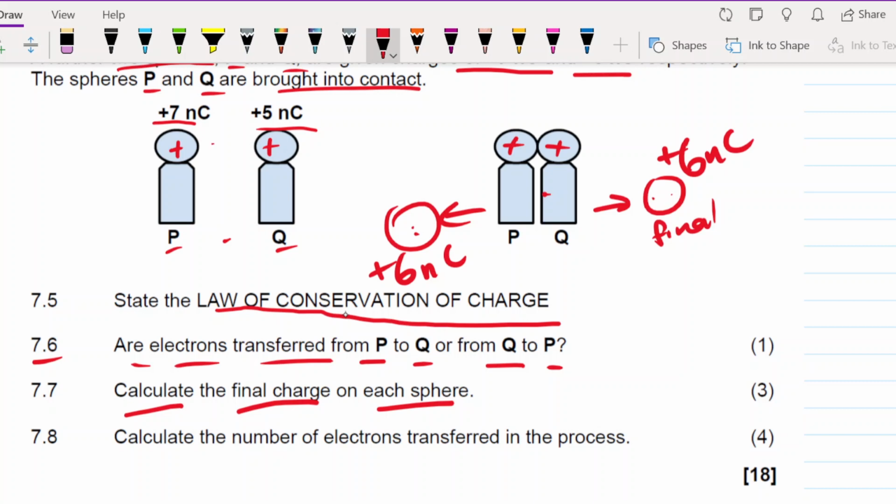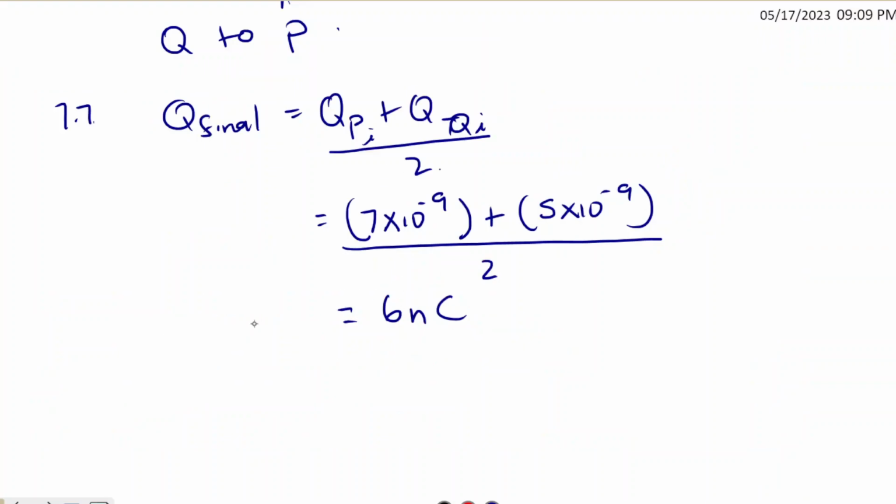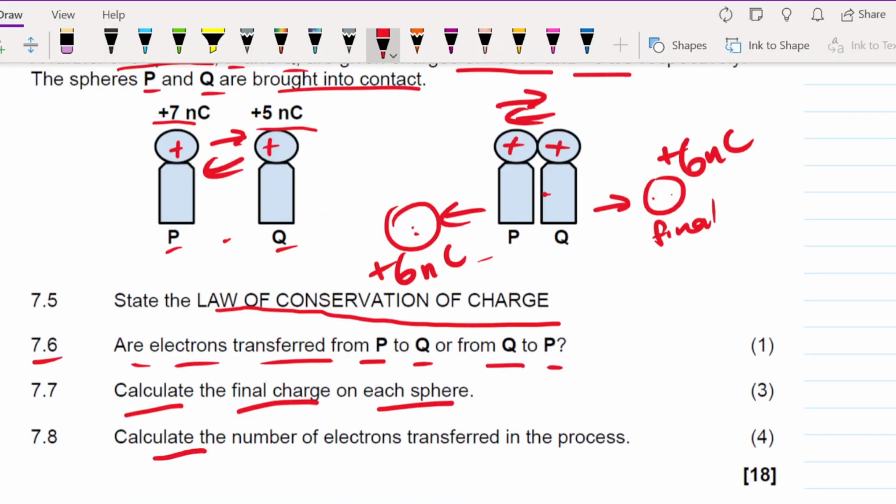Because they are sharing electrons, and then after they separate, one will be 6 nanocoulombs, the other one will be 6 nanocoulombs. That's what this calculation says. So now let's go to 7.8 and see what they're asking. Calculate now the number of electrons transferred in the process.